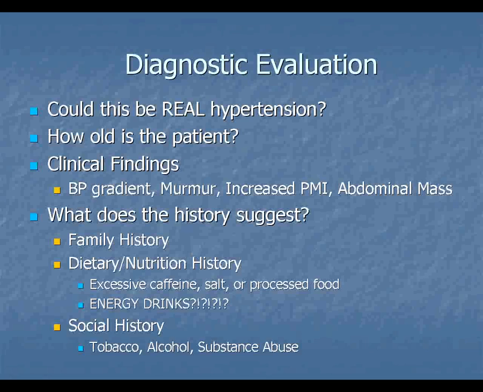Most of the teenagers drink very little water, 1 to 2 glasses a day at most. Most of their fluid intake is the previous beverages of pop and juice. Energy drinks is really a big one too. If they're having very high doses of caffeine, that could be contributing to this blood pressure. And then of course, what is their social history?